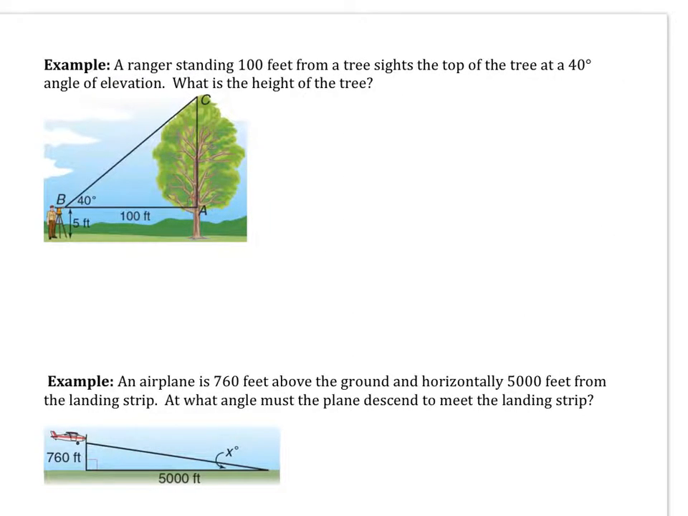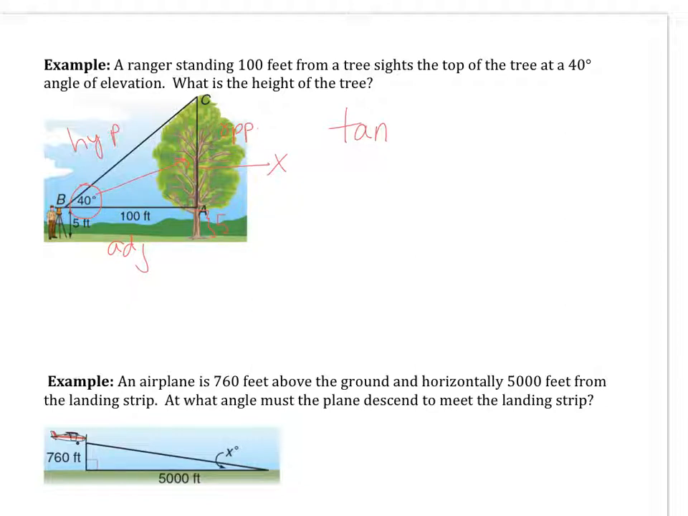So I'm going to label this as X here. Oh, it's really hard to see. So this is going to be my X. So here's my angle. That's going to be my opposite. Here's my adjacent. Here's my hypotenuse. So we're going to use tangent. I'm also going to note that this part of the tree is 5 feet tall, since we're just finding that height of that triangle there.